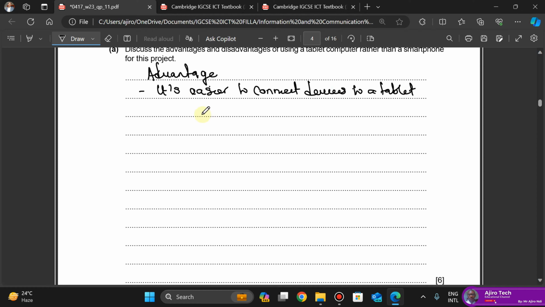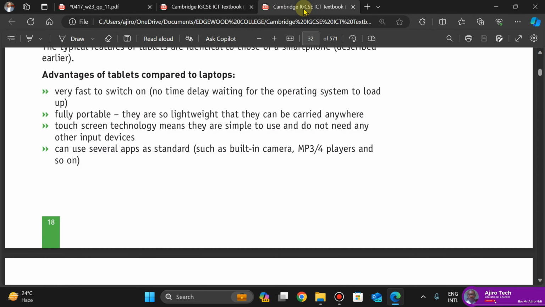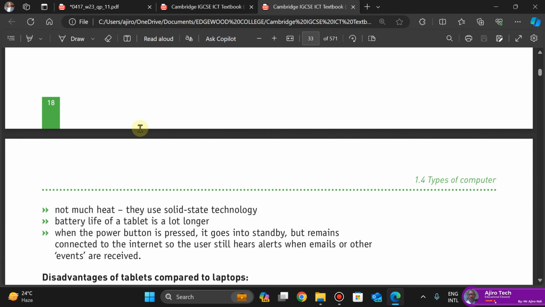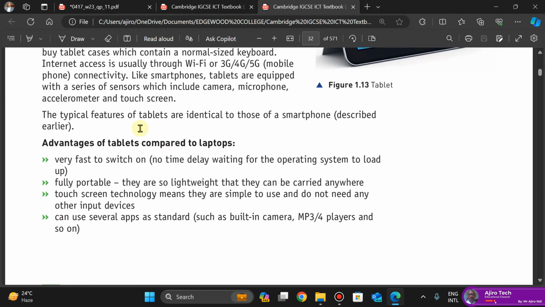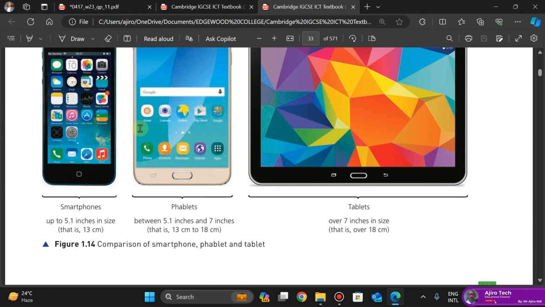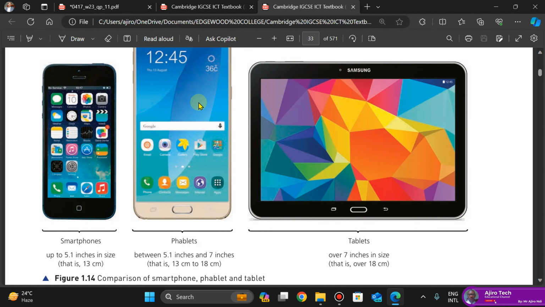The second one is in terms of the screen. Look at it. In terms of the screen, I'm just going to show you. Now, this is a smartphone, not a phablet. Because most of you are thinking about your phone. This is a phablet. A phablet has more inches or more screen size than the smartphone. In terms of the tablet, it has a larger screen than the smartphone.